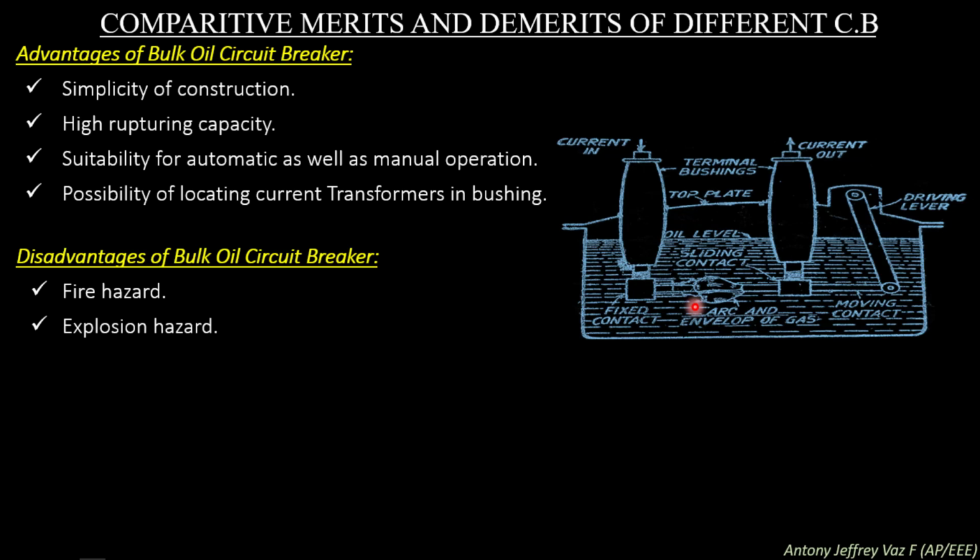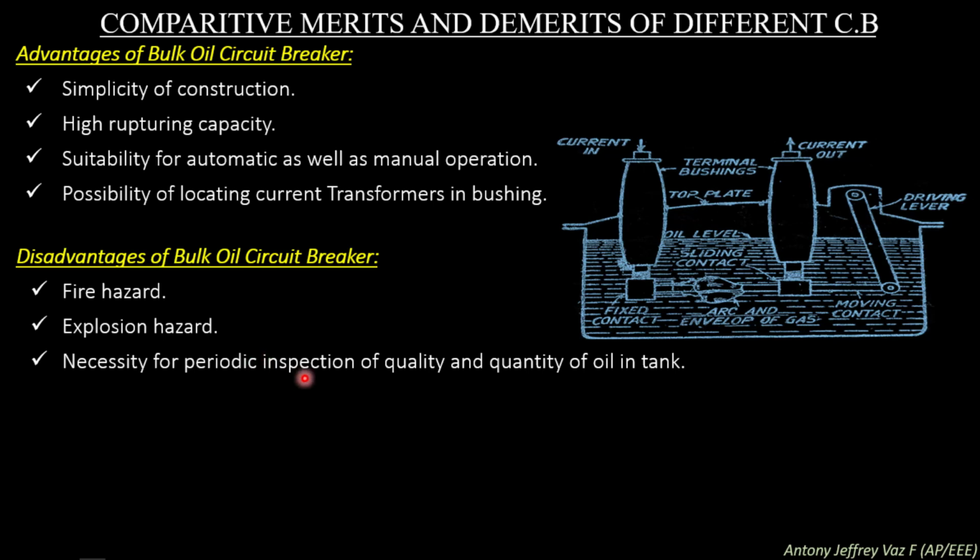Since the oil is present where a high pressure arc is created in the middle of the oil, very high pressure is liberated, so this oil may explode out and catch fire. Necessity for periodic inspection of quality and quantity of oil in the tank. Since the oil is subjected to carbonization, frequent maintenance is required by inspecting the tank. Since the oil is carbonized, the performance of the circuit breaker decreases.